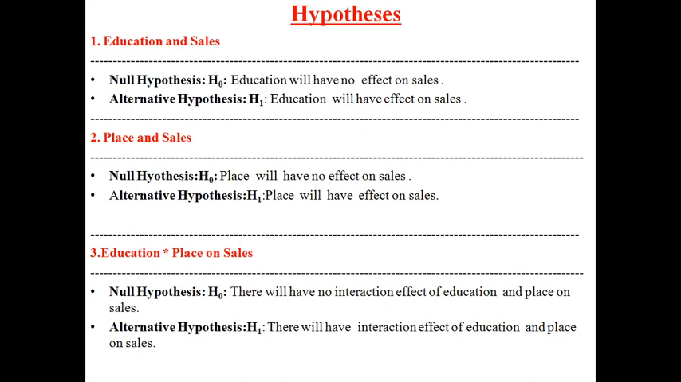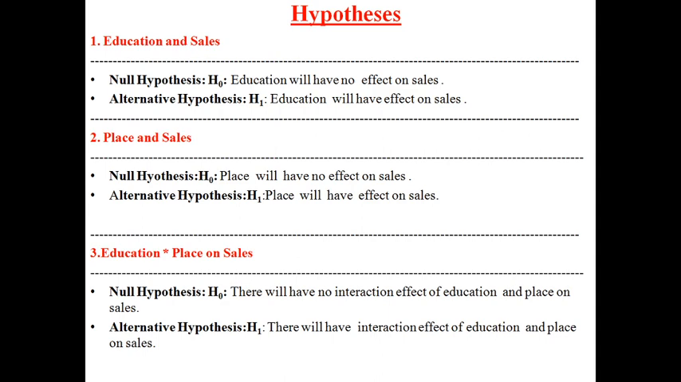What is the first hypothesis? The first hypothesis is between education and sales. Our null hypothesis is education will have no effect on sales. The alternative hypothesis is education will have an effect on sales. Here education is one independent variable and sales is one dependent variable, so we can do the analysis through one-way ANOVA. The second is related to place and sales. The null hypothesis says place will have no effect on sales, and the alternative hypothesis says place will have an effect on sales. Again we can find this out through one-way ANOVA.